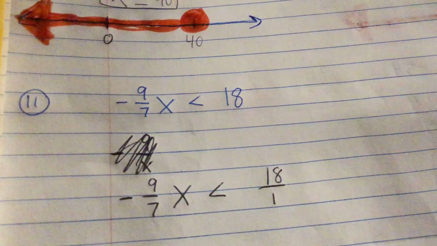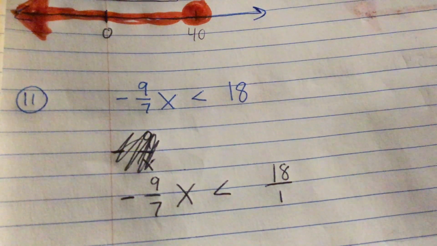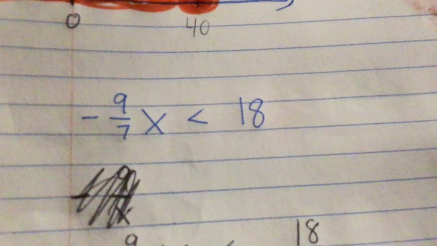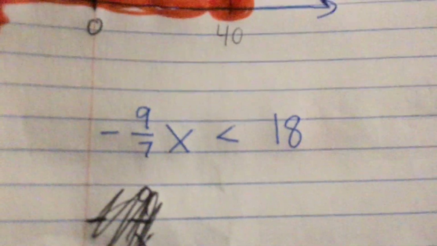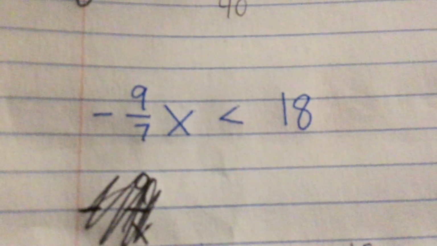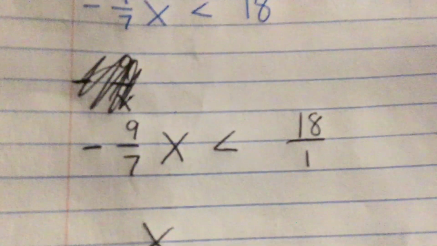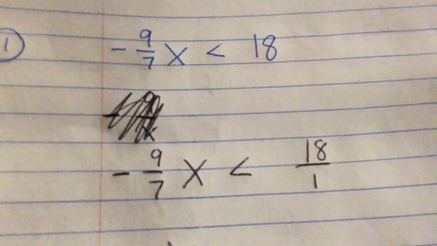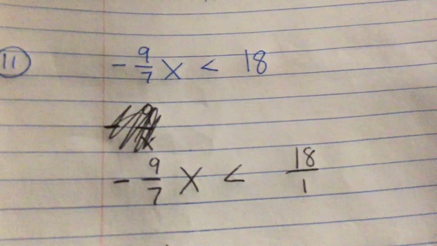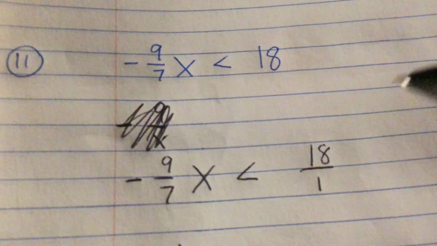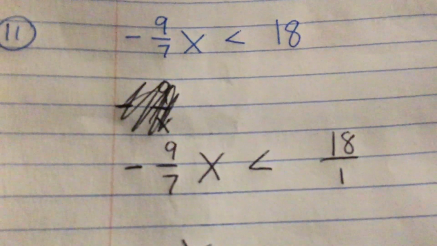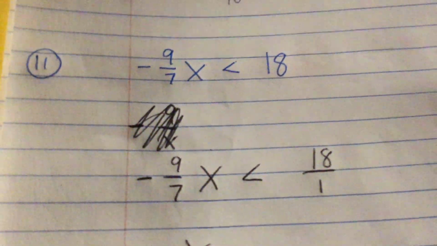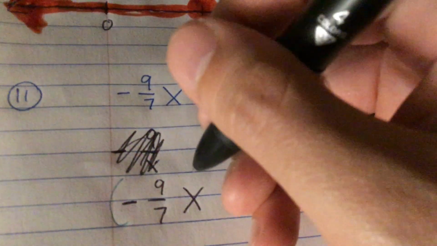All right. Negative 9/7 of x is less than 18. So I want to get that x isolated. If this was an equation, I would rewrite the problem as negative 9/7 of x is less than 18 over 1, because I know that I'm going to interact with the reciprocal here. But remember, I want positive 1x. So what do I need to multiply on both sides of the inequality? Well, I'm going to multiply both sides of the inequality by the reciprocal, negative 7/9.